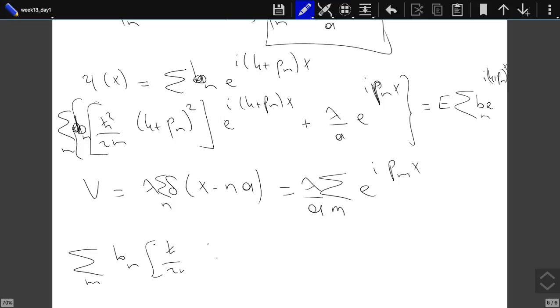So there's something wrong I did. Okay, this is the V. Now this equation is not correct.